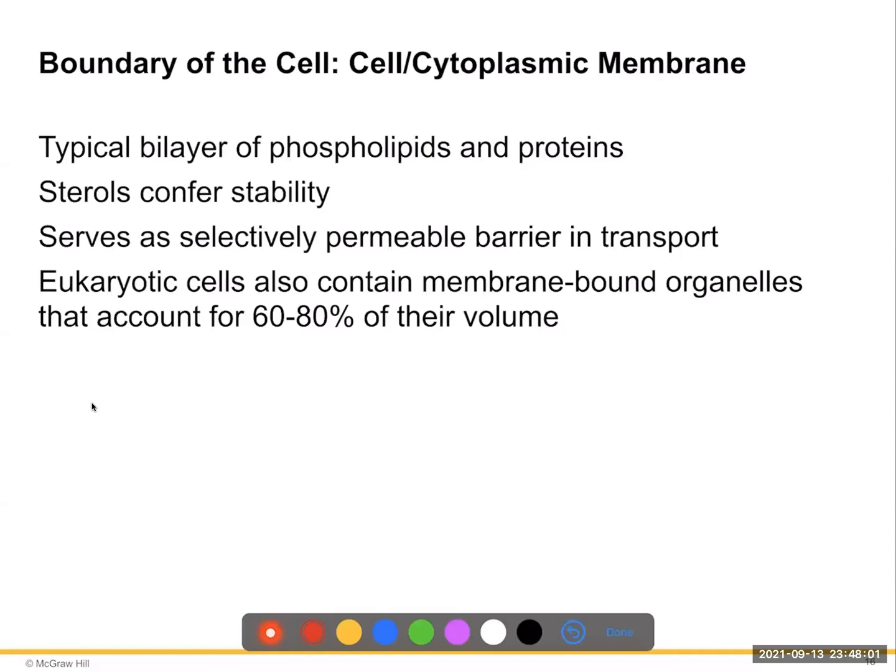Eukaryotic cells also contain membrane-bound organelles that account for 60 to 80% of their volume. Remember, prokaryotic cells do not contain a nucleus and do not contain organelles. Eukaryotic cells contain organelles, and some are membrane-bound, like mitochondria, endoplasmic reticulum, and Golgi apparatus. Those are membrane-bound organelles, and they account for about 60 to 80% of the volume of the cell.